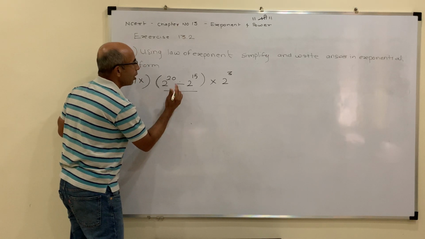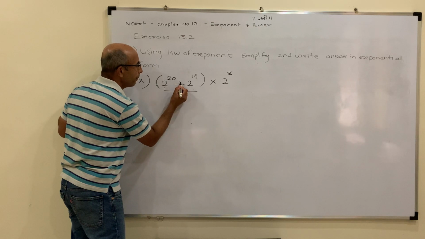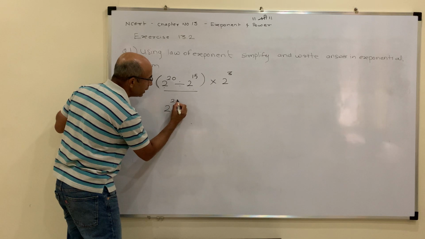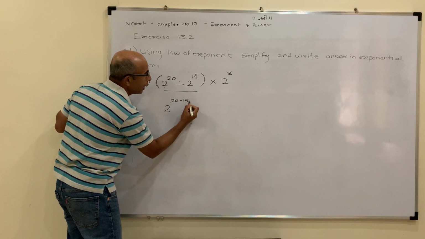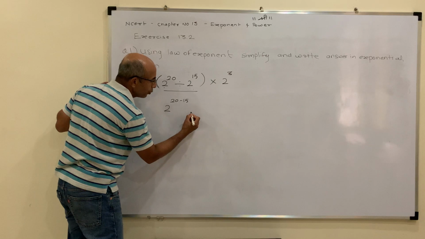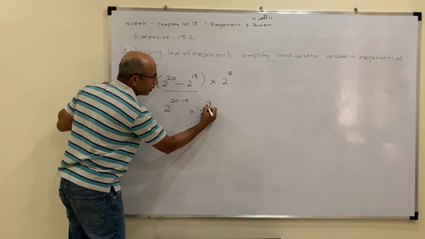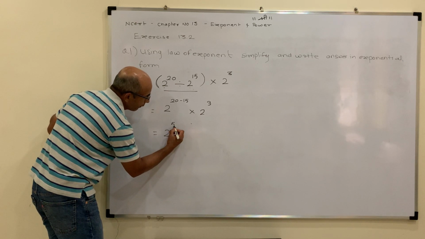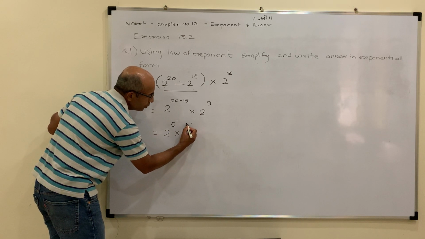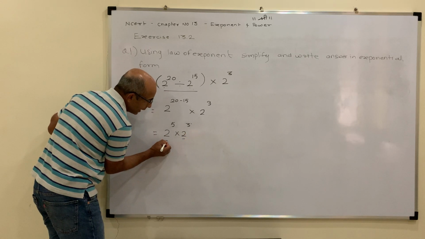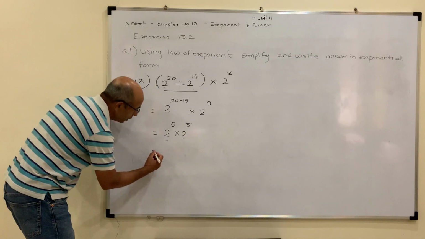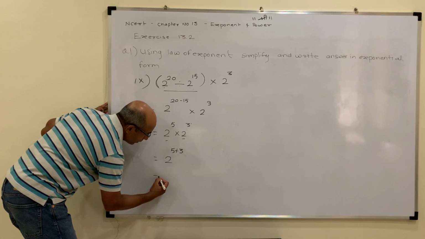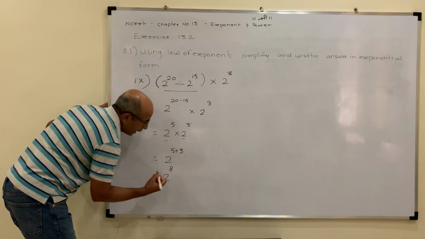Since the base is same, operation is divide, so I'll apply the rule of divide. So 2 raised to 20 minus 15, and here again a multiplication, but that I'll do in the next step, 2 raised to 3. So here the next step my answer will be 2 raised to 5 into 2 raised to 3. Here my base is same, operation is multiplication. So 2 raised to 5 plus 3, that comes out to be 2 raised to 8.